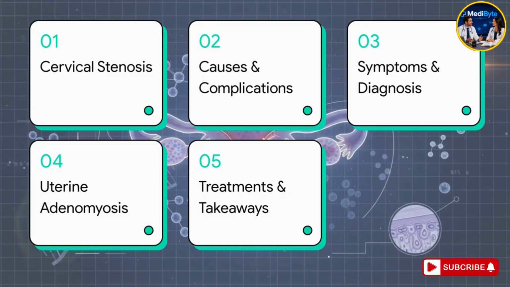All right, here's our clinical roadmap for today. First, understanding cervical stenosis. Second, causes and complications. Third, symptoms and diagnosis. Fourth, a related condition called uterine adenomyosis. And finally, treatments and takeaways.